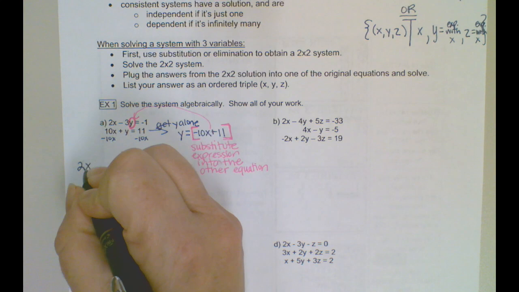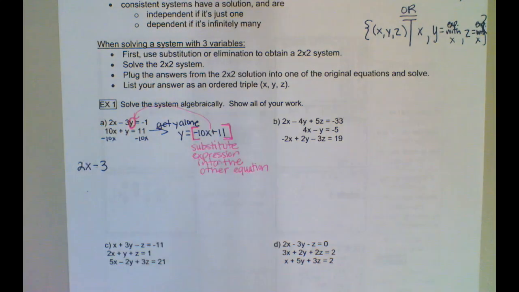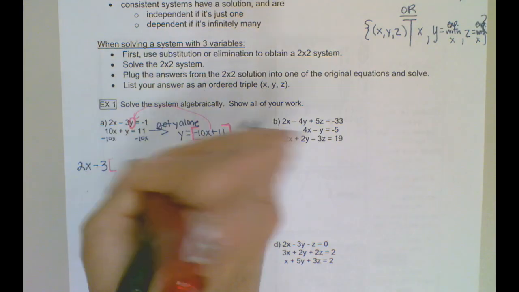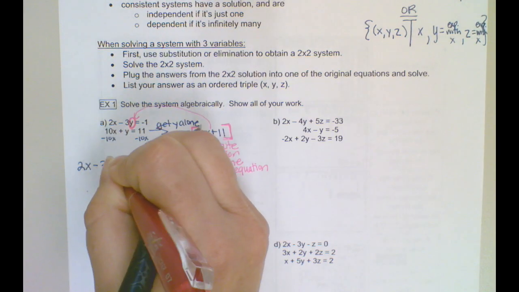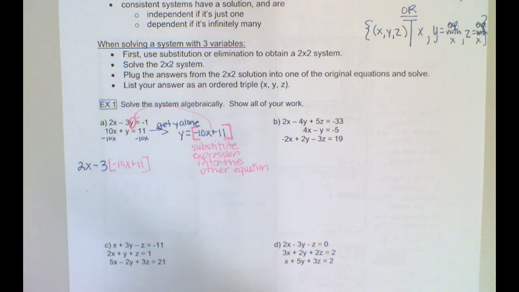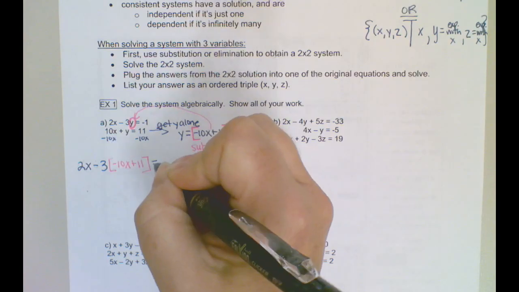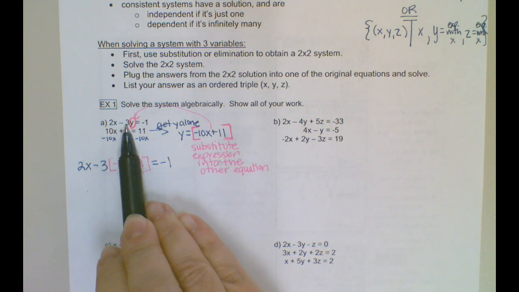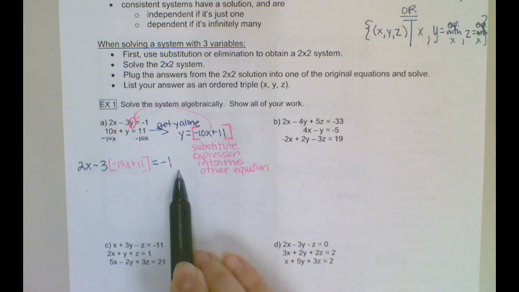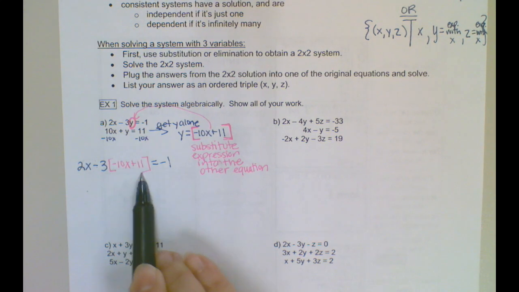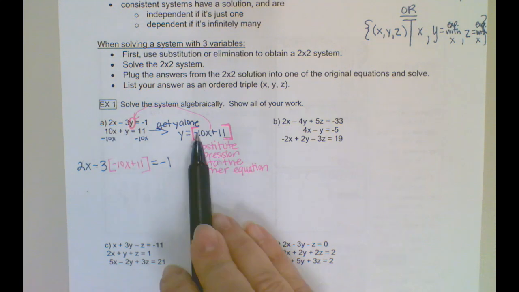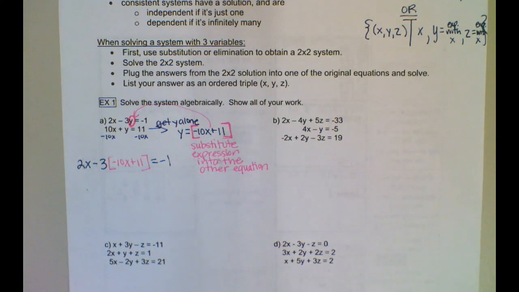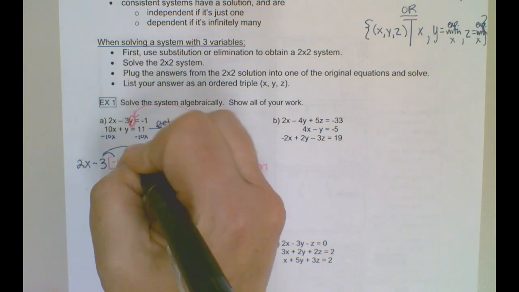So everything else about that equation is going to stay the same. So I've got 2x minus 3 still. But again, in place of the y, I'm now putting in that negative 10x plus 11. Again, everything else has stayed the same. I still have 2x, I still have a minus, I still have the 3, I still have equals negative 1. The only thing I changed was in place of that y, I substituted the equivalent expression. Now this is a one variable equation. I should hopefully be able to solve it very easily.